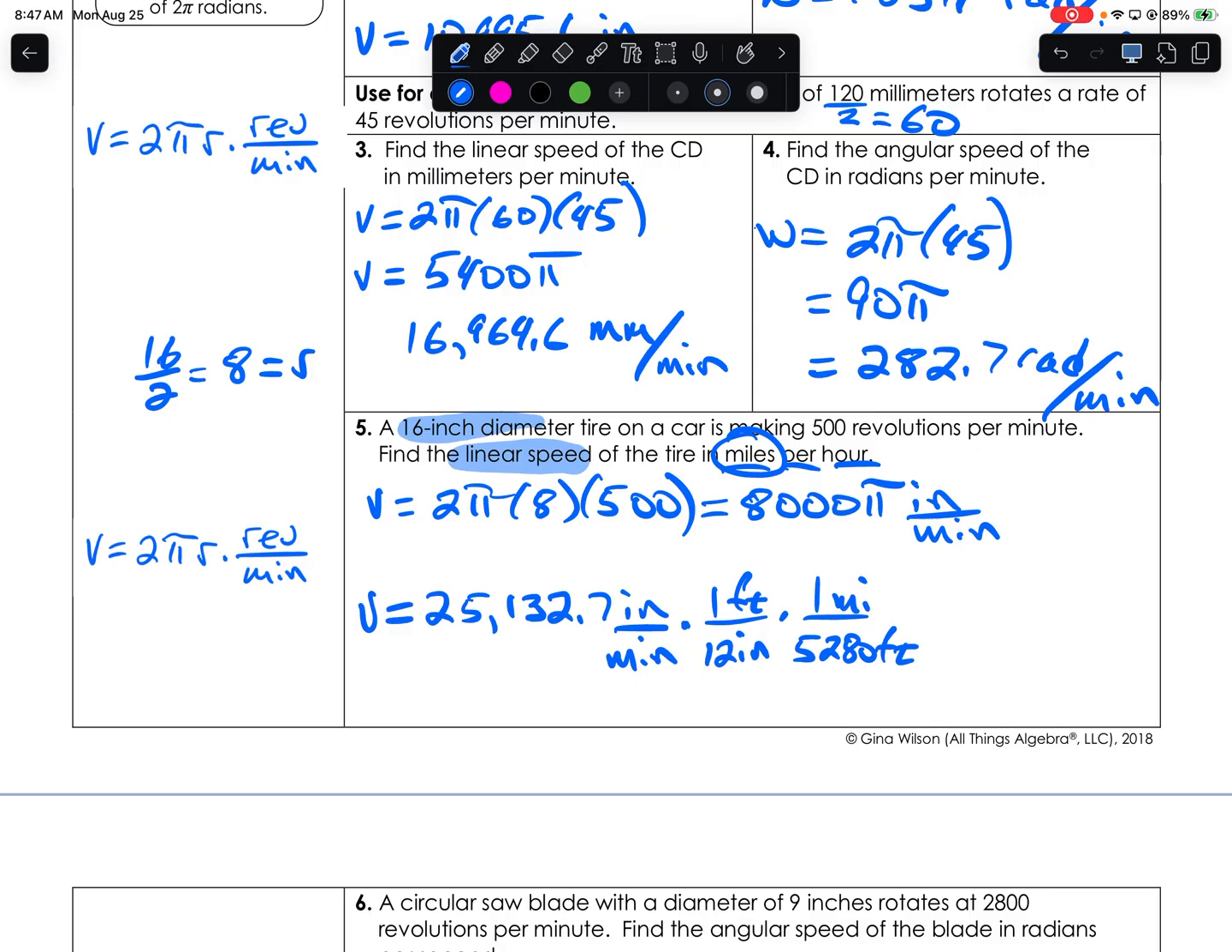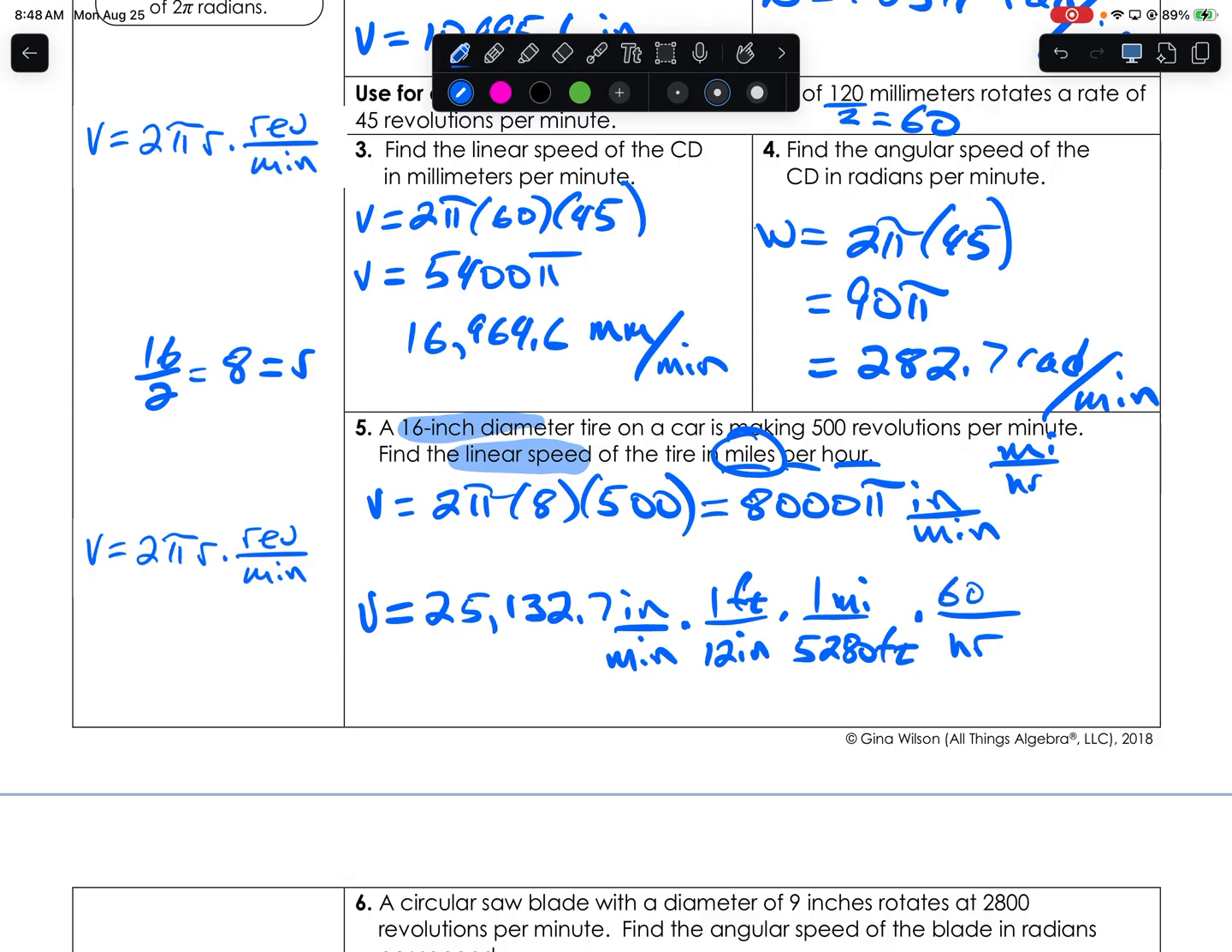And then we have to do the hour thing, right? So up top, we want hours on the bottom, right? Because it's miles per hour. Miles per hour, like that. So we want that hour in the bottom. So what do I write up top?